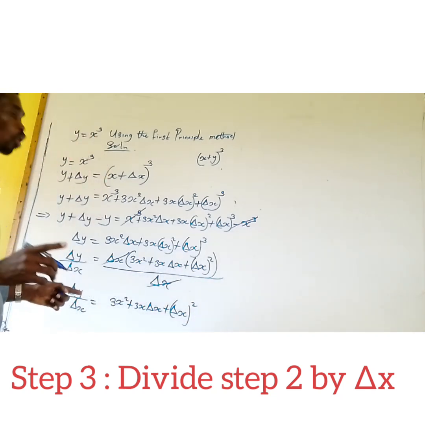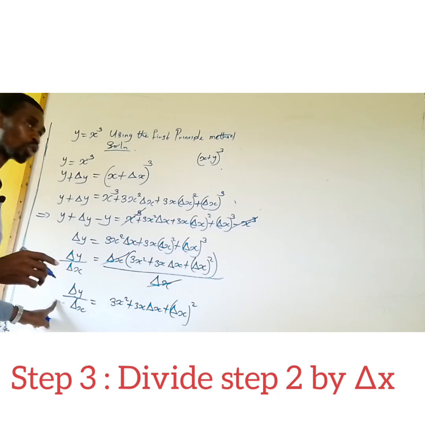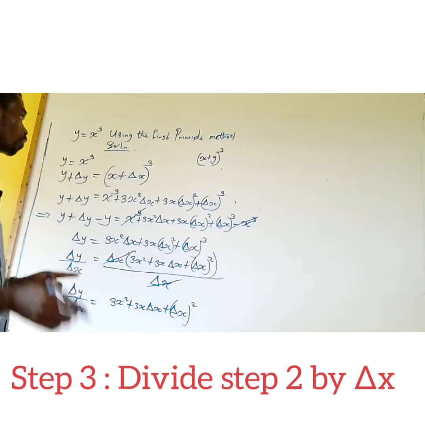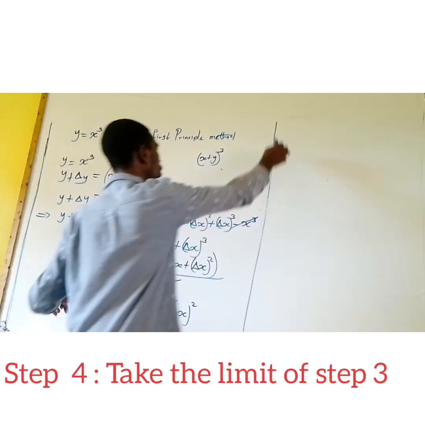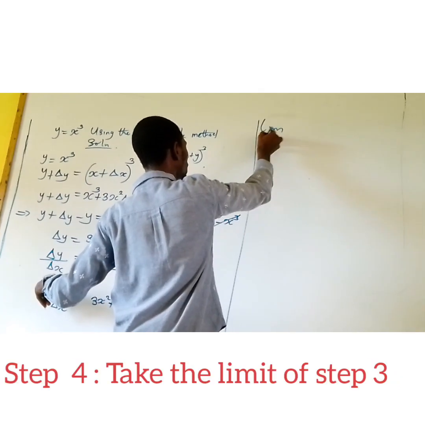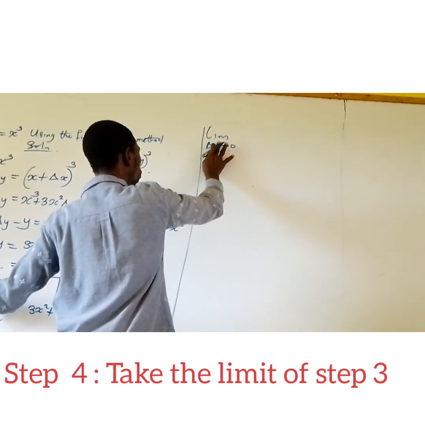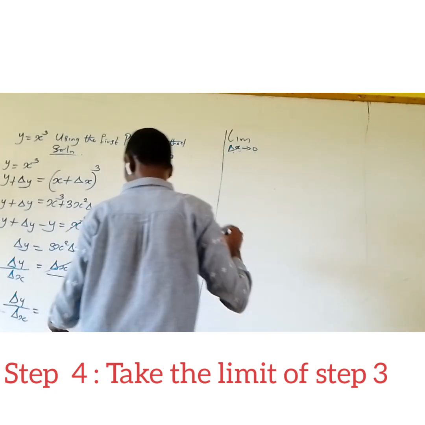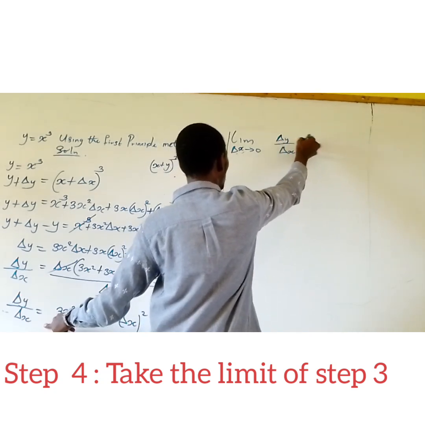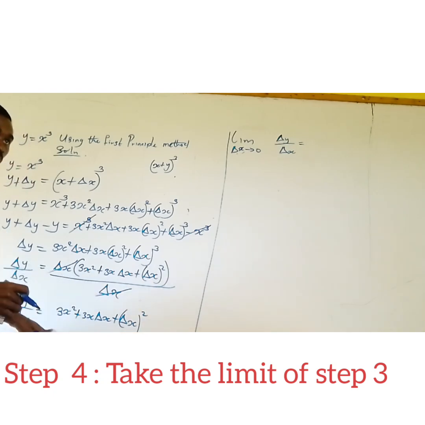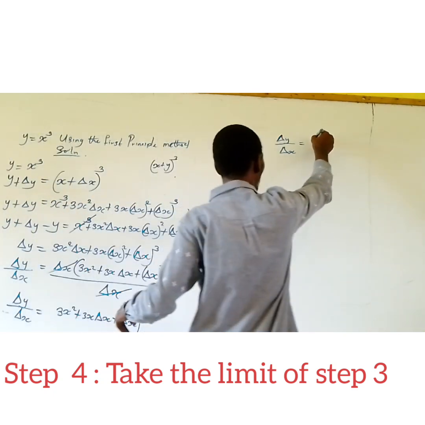The last step is for us to take the limit. The limit of this as change in x tends to 0, which is what we are going to do here. We have limit as change in x tends to 0 of change in y over change in x. Now, when we take the limit of this as change in x tends to 0, we just substitute our value of delta x to be 0. So here we have 3x squared.